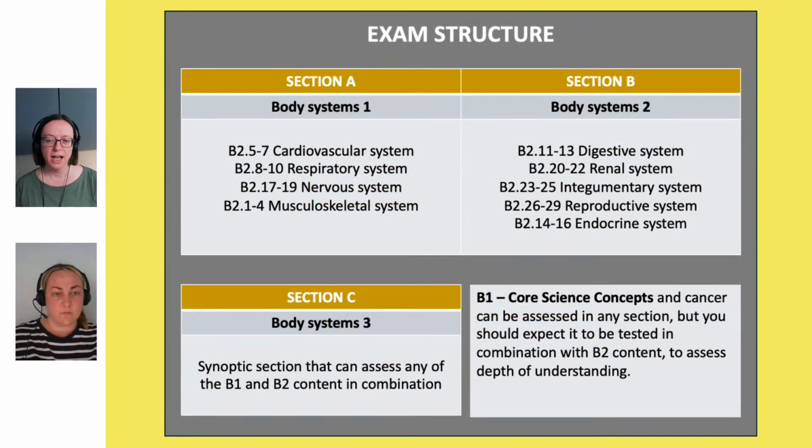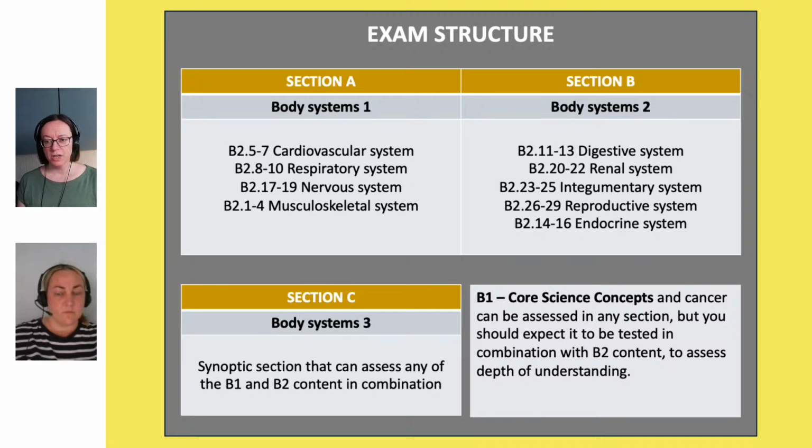If we have a look at the structure of the exam, it has 3 sections, A, B and C. The exam board tells us that in section A, you could be asked about the cardiovascular, respiratory, nervous and musculoskeletal systems. In section B, digestive, renal, integumentary, reproductive and endocrine. And then section C is synoptic. That means it draws together your knowledge, and it can assess any of the B1 and B2 content in combination. So B1, your core science concepts, and then those body systems together.